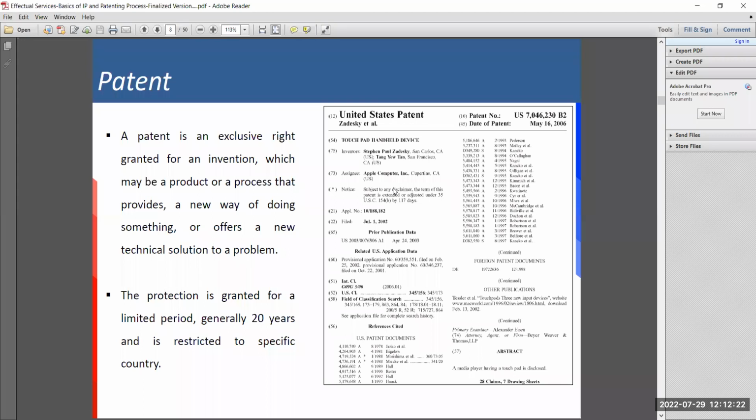So, can anyone tell me why do we need a patent?